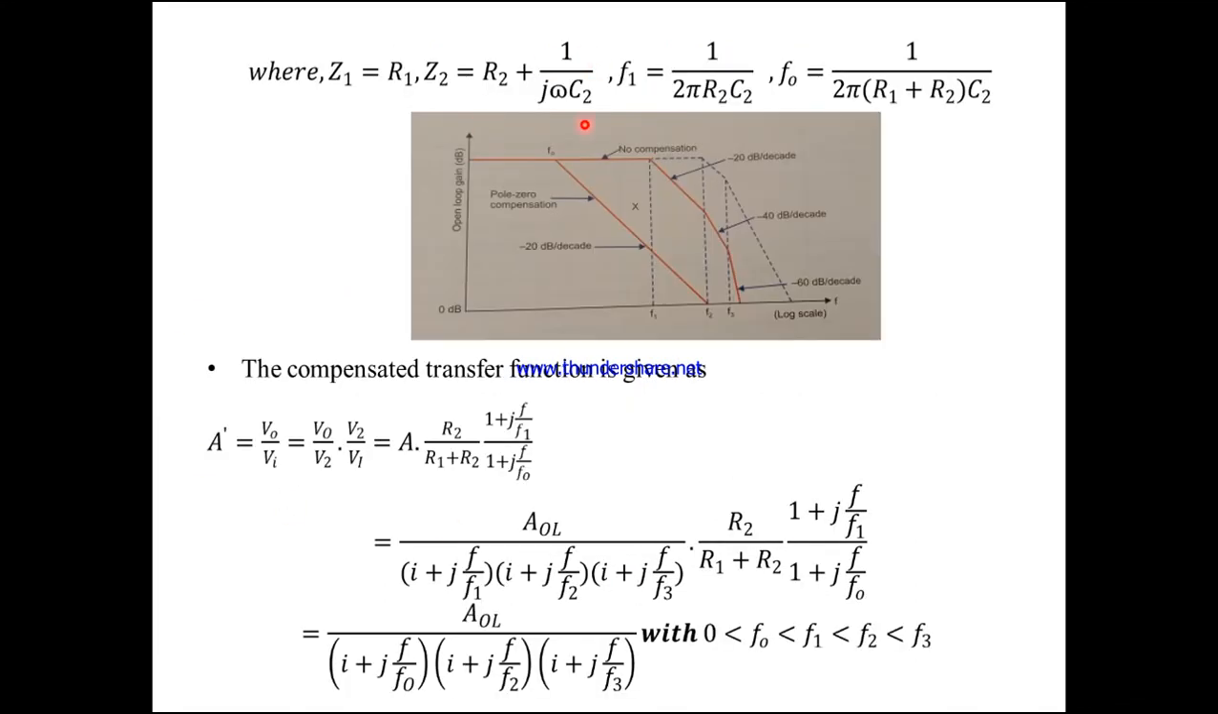And here Z1 and Z2 are the sum of these 2 components. F1, F2, F0 are as shown, and the compensated transfer function is given by A0 equal to V0 by Vi, which is given by this equation. After substituting all the values, we get the value of the gain as this. This is the characteristics of the pole zero compensation. Here A0 passes through 0 dB at the second corner frequency F2 of the uncompensated transfer function. The frequency can be found graphically by having A dash pass through 0 dB at the frequency of F2 with a slope of minus 20 dB per decade. It is shown in the figure.